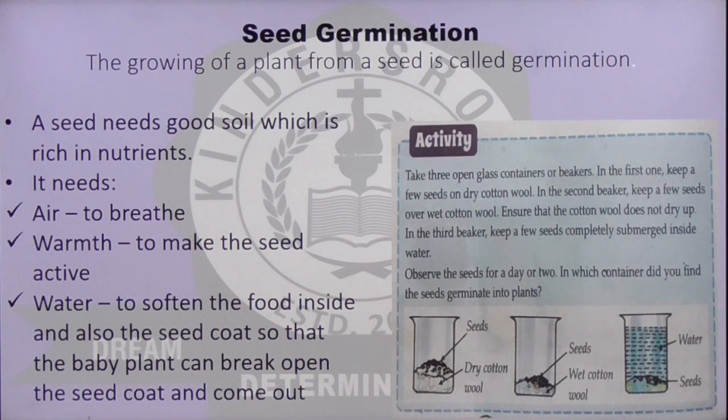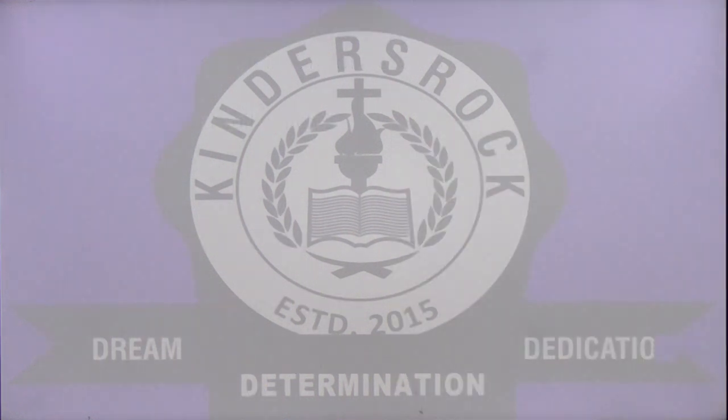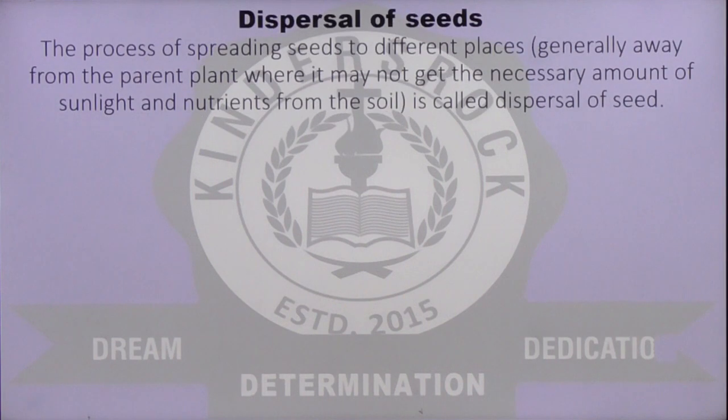Observe the seeds for a day or two. In which container did you find the seeds germinate into plants? This is something that you have to find out. Right? Let us look at the various ways in which the seeds get dispersed.